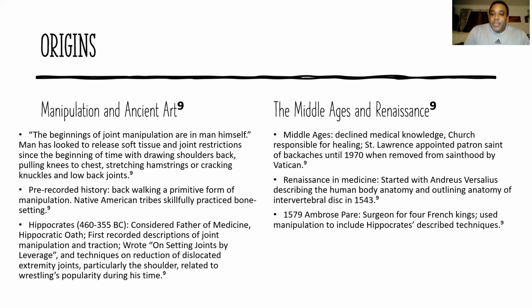Medicine in the Renaissance started with Andreas Vesalius. He was the first known person to describe the human body anatomy, and he outlined the anatomy of the spine and the intervertebral disc way back in 1543. In 1579, Ambroise Pare was one of the first well-known surgeons. He was a surgeon of four kings, and he used a lot of the manipulation techniques described and written down by Hippocrates from the late 400 BC to early 300 BC.